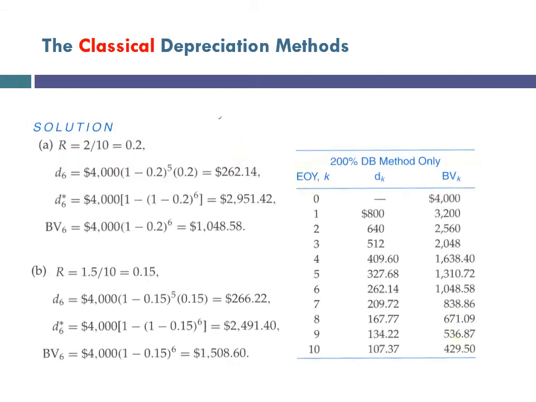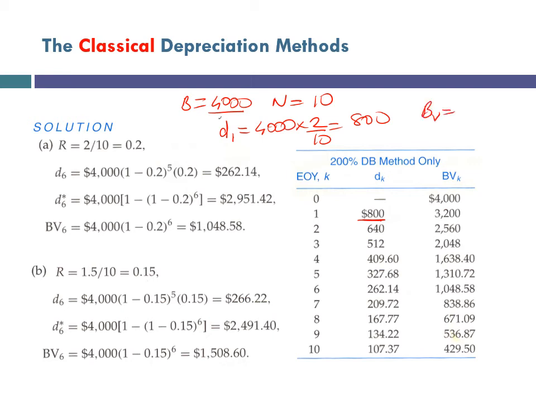Remember, in our problem, the initial book value was given as 4,000 and the useful life was 10. So if we use 200% declining balance, D1 will be equal to the initial book value multiplied by 2 over 10, which is 800, as you can see here. Then to calculate the book value at the end of year 1, we subtract this 800 from 4,000 and the book value will be this much.